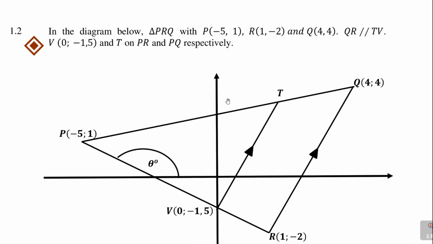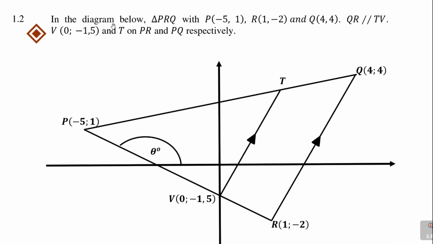1.2, still on geometry. This is analytical geometry. It says in the diagram below, triangle PQR, which is this triangle P, Q, and R. With P, they give you coordinates, and R, they give you coordinates, and Q, they give you coordinates. And then QR is parallel to TV. You can see by the arrows.